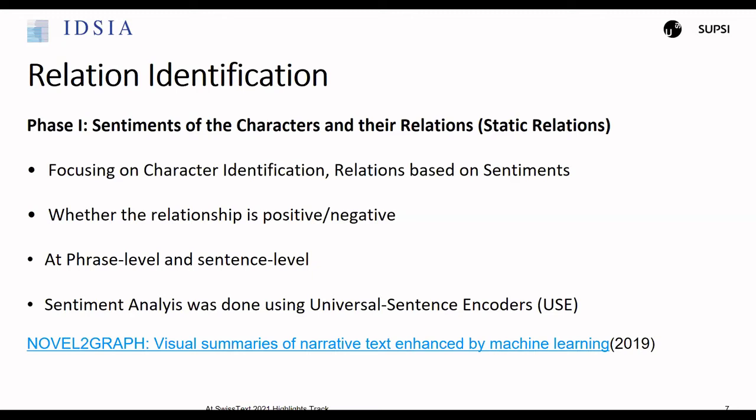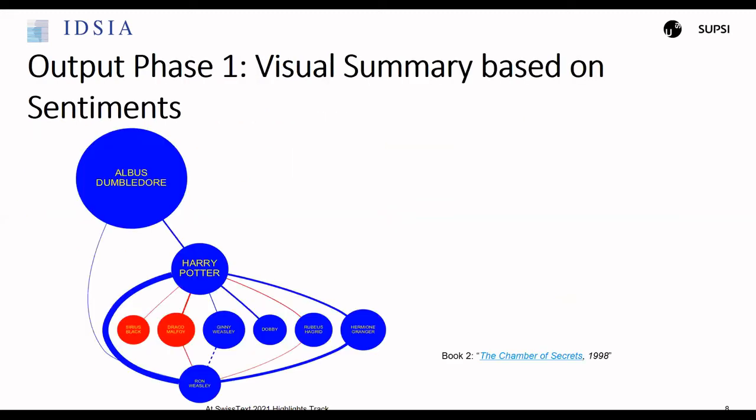This was at the end of 2018, and we published a paper titled Novel2Graph: Visual Summaries of Narrative Text Enhanced by Machine Learning, at the Text2Story workshop. So this is about the static relationships, and we generated visual summaries, or graphs, using the outputs of this method.